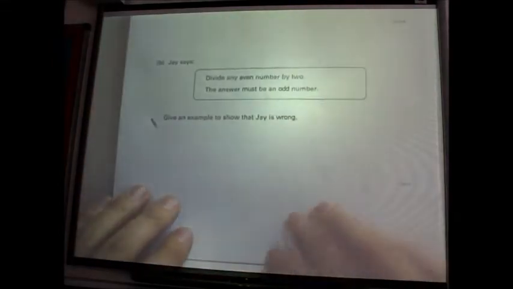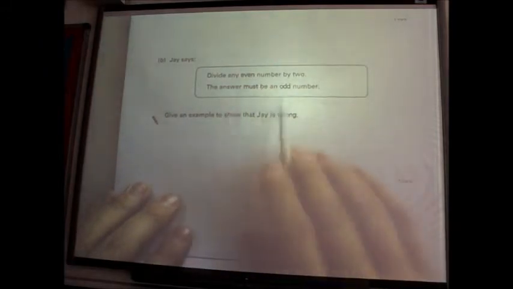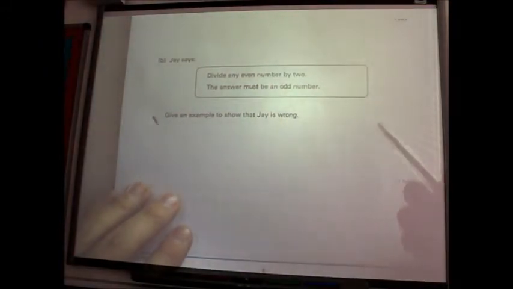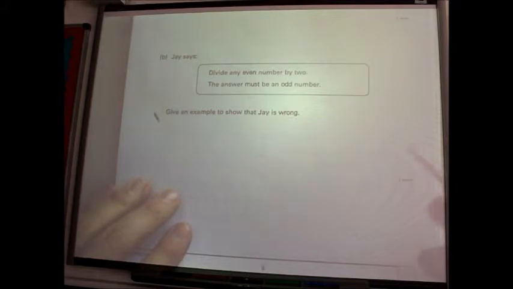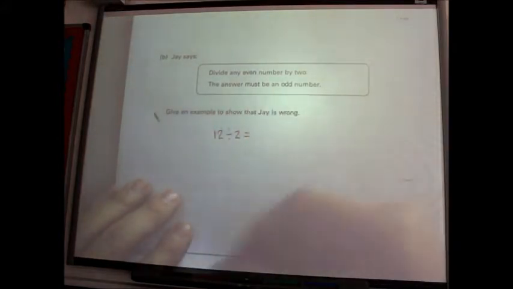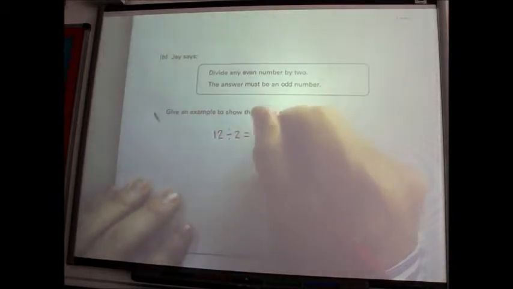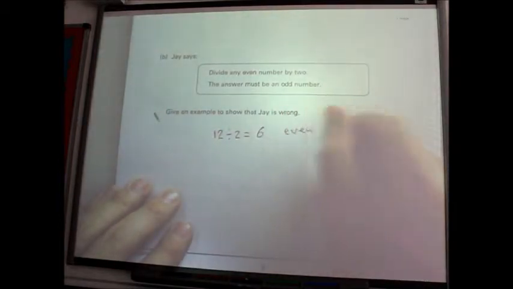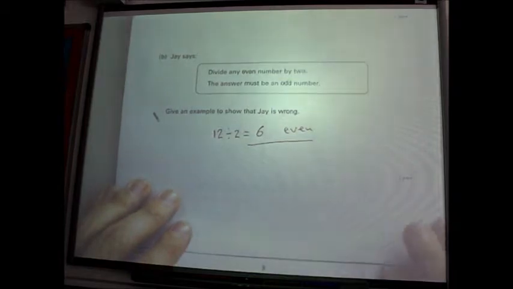Jay says, divide any even number by 2. The answer must be an odd number. Give an example to show she's wrong. Just try a few in your head. I'm going to do 12 divided by 2. Dividing by 2 is halving it, which is 6, and 6 is even. So there's an example to show that she's wrong.